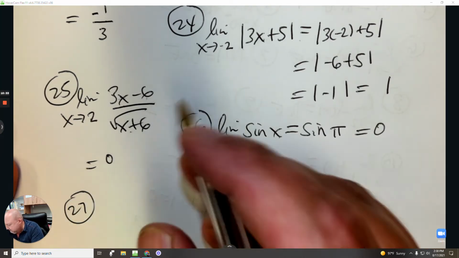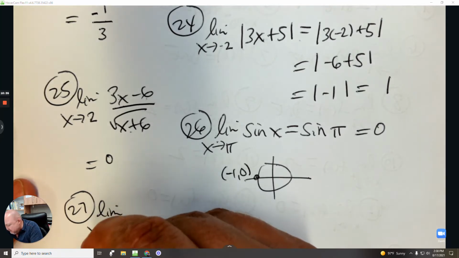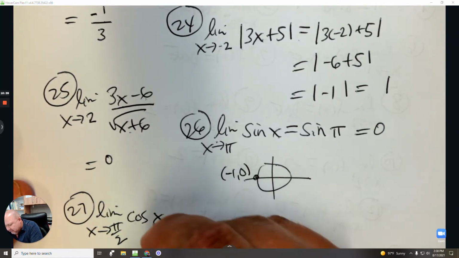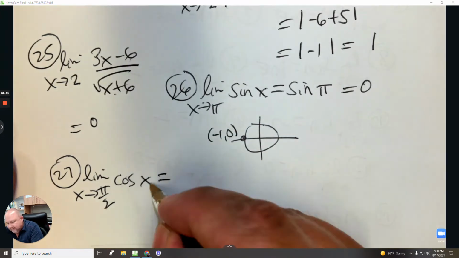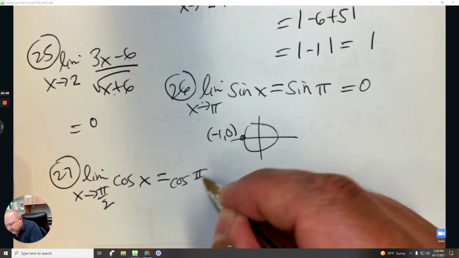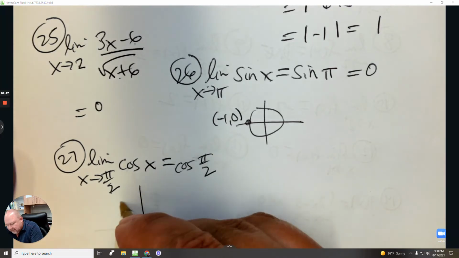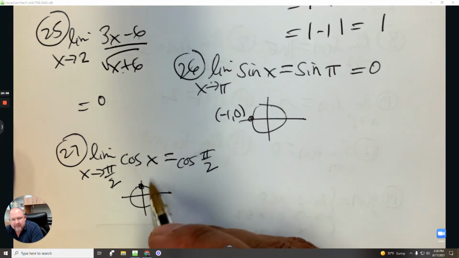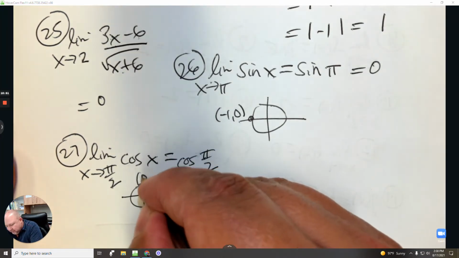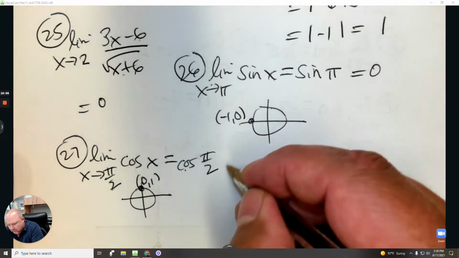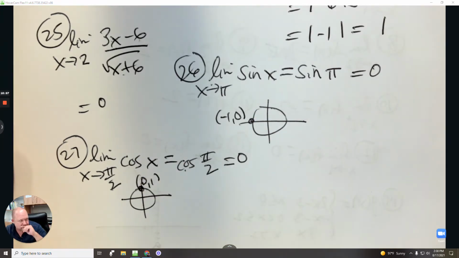27. The limit as x approaches pi over 2 of cosine x. So we're going to evaluate at pi over 2. Pi over 2 is at the top of the unit circle, so I like sometimes drawing a little picture to remind myself. At the top is 0 and positive 1. Cosine again is the x-coordinate, and the answer is 0.